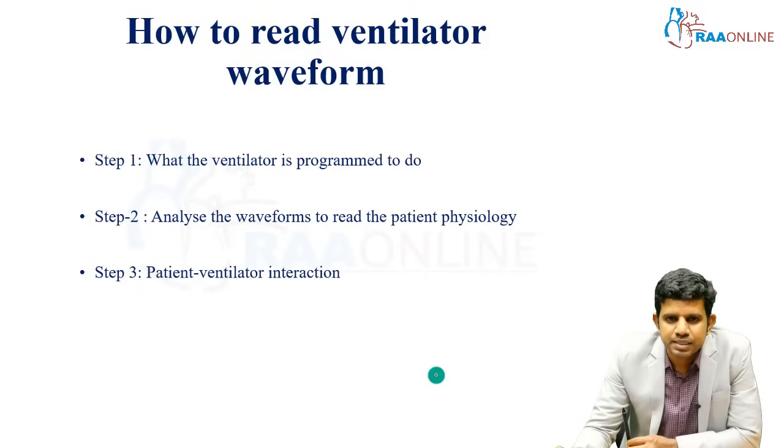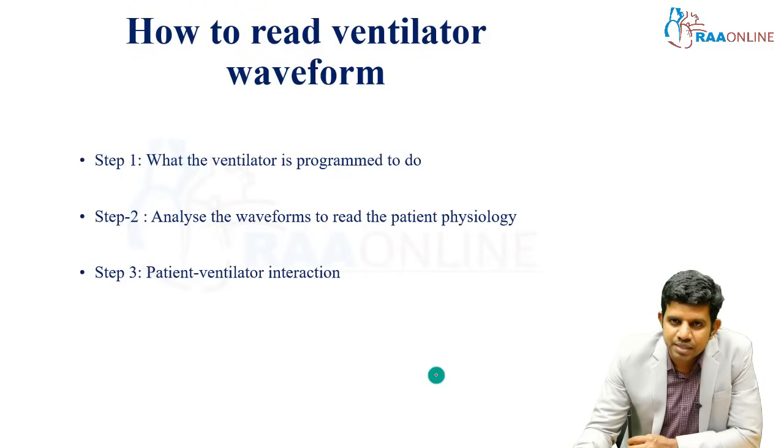The second thing is to analyze the waveform to read the patient's physiology. Once you know the selected mode, you look at the ventilatory waveform. From these waveforms, we should know what the normal waveform is for this mode of mechanical ventilation, and how any change in the resistance and elastance will affect the waveform. So this is step two: analyze the waveform to read the patient physiology. This is actually called determining the load.